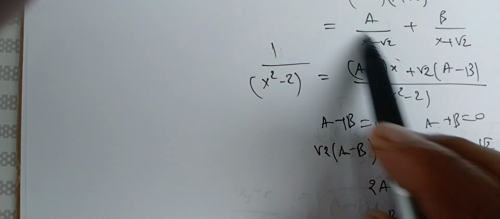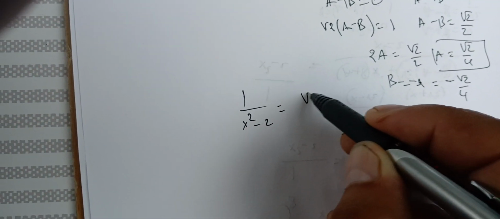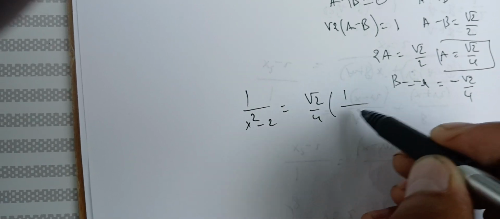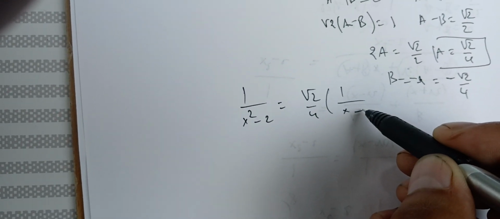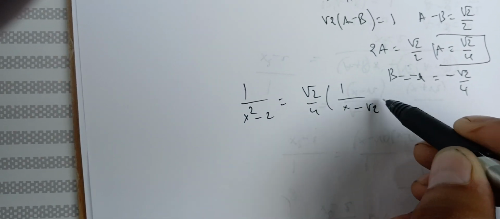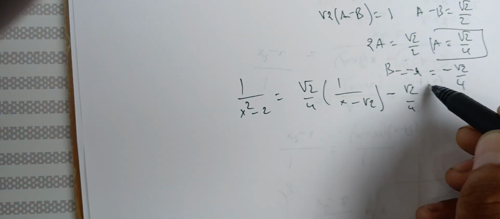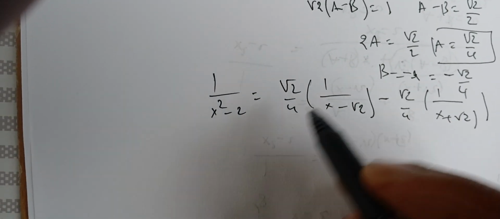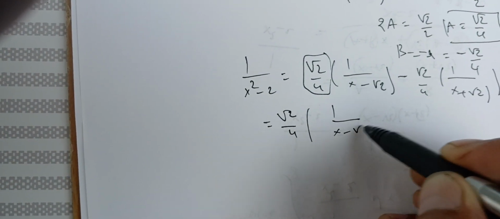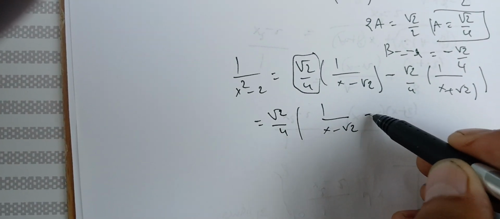Therefore, I can go back here and replace these two. So I have 1 over x squared minus 2 is square root of 2 over 4 times 1 over x minus square root of 2, minus square root of 2 over 4 times 1 over x plus square root of 2. Okay, I can put this one as a common factor. So I have square root of 2 over 4, and I have 1 over x minus square root of 2 minus 1 over x plus square root of 2.